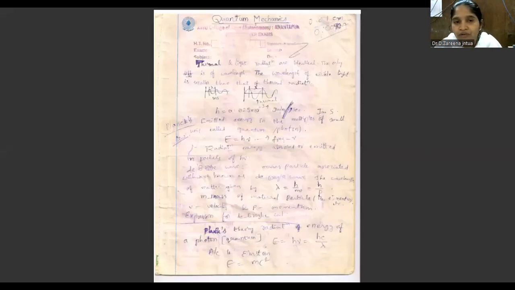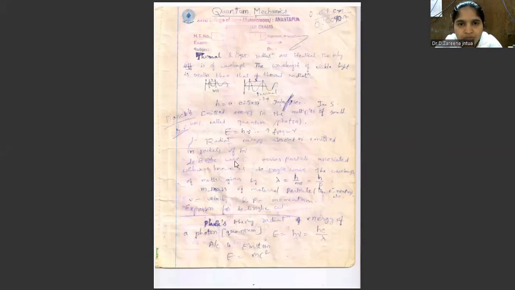The advantage of quantum mechanics is you can apply this to macroscopic as well as microscopic objects. That is the advantage of quantum mechanics. So we will be dealing with quantum mechanics topics like Schrodinger's wave equation, time dependent and time independent, and de Broglie wavelength. All these things we will be dealing with.